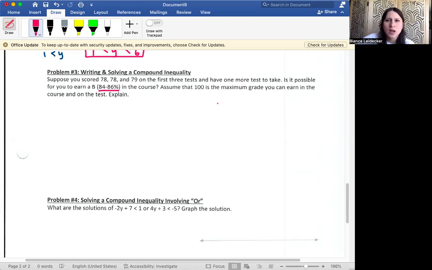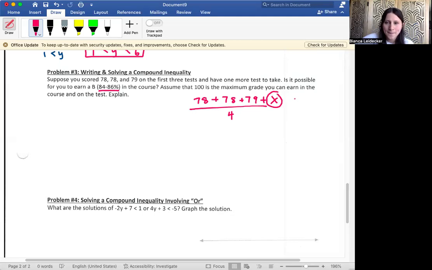We're basically figuring out your 4th test. Let's say we find the average. To find your grade is basically to find an average. So you have 4 test grades. We're going to divide it all by 4. We want to figure out what this x value is going to be.